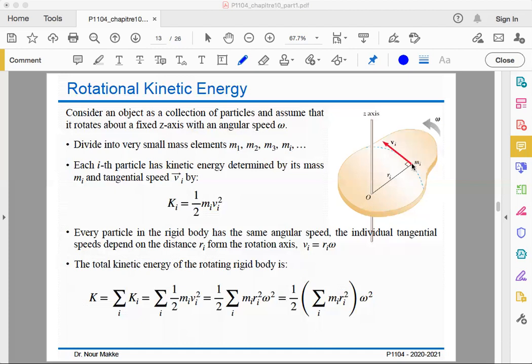Okay, and of course we know that if this object is rotating, then this particle is moving with a given velocity v, and this velocity is always tangent to the circle traveled by or where the particle is moving. So for this particular particle Mi, we can define the kinetic energy as given by Ki is equal to half Mi Vi squared. So there is nothing new in this definition. This is something we know from before: if we have a particle moving with a certain speed and it has a mass, then we can define its kinetic energy as half multiplied by m multiplied by v squared.